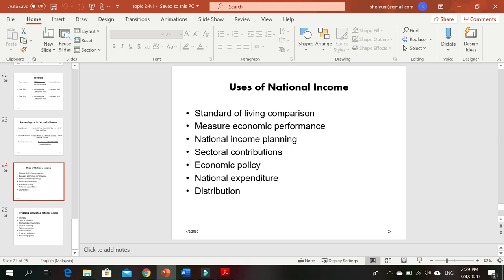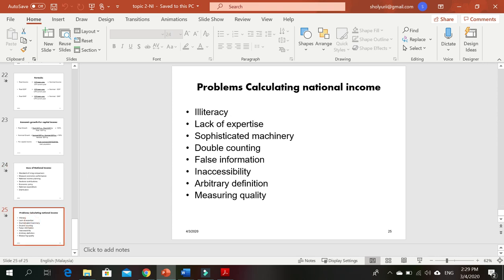So everything is in your textbook. Please do your reading. And lastly, in terms of the problems in calculating national income, these are the problems we face when we want to calculate national income.